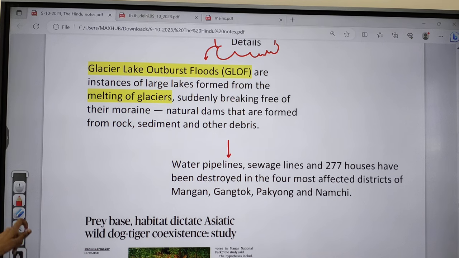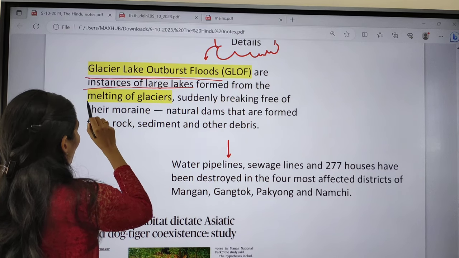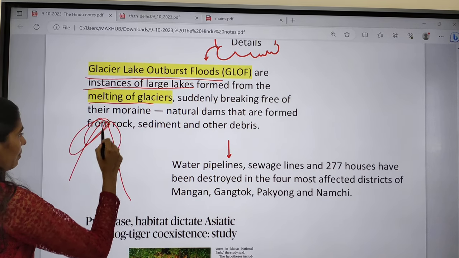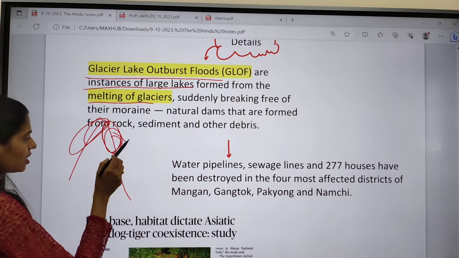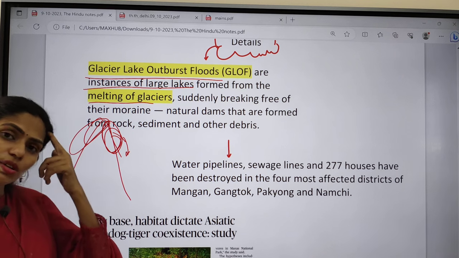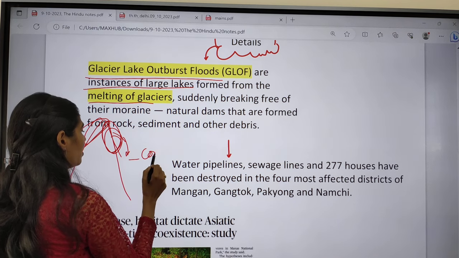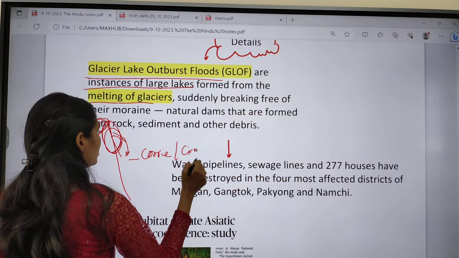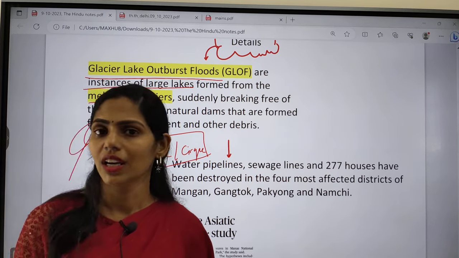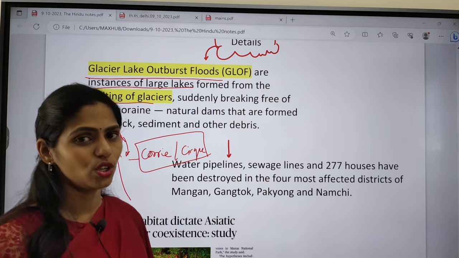If you see some details, it says that glacial lake outburst floods are instances of large lakes formed from the melting of glaciers. For example, let us take this as a glacier. Because of climate change, this glacier will be melting, and whenever it is melting, it will move down the slope. Whenever it moves down, it causes abrasion, erosion, etc., and that will form corries or cirques. Because of this erosion, we can see the formation of corrie lakes or ribbon lakes. That is something you will study in the landforms formed by glaciers in your geography.